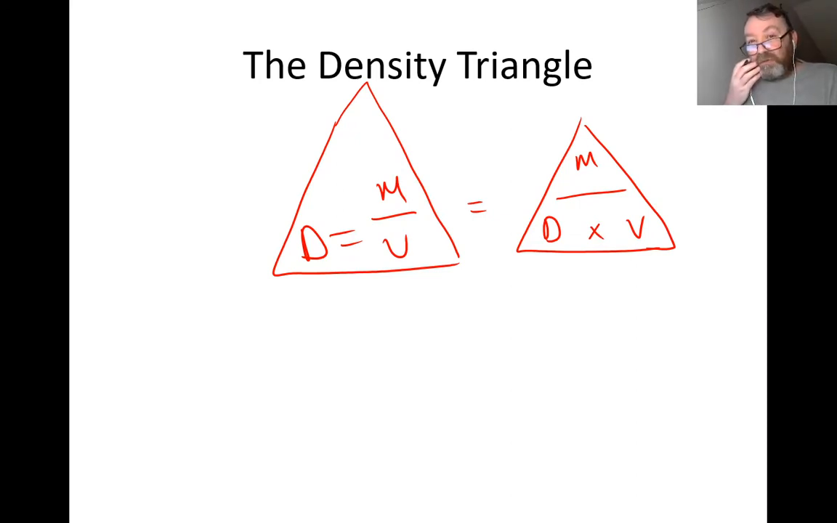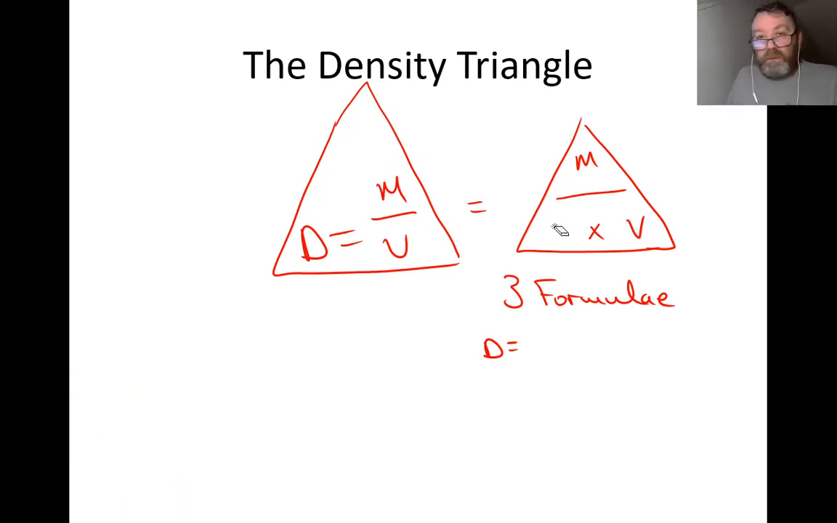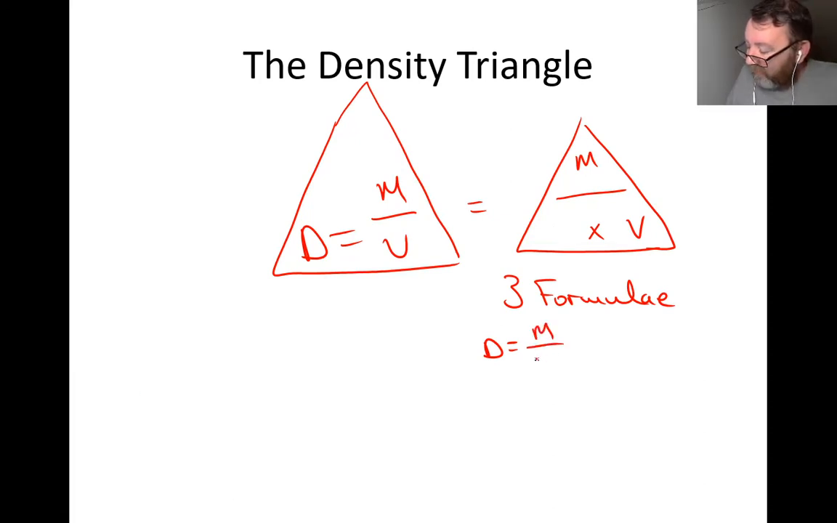Now, what does that little triangle tell me? Well, that triangle contains three formulas, or formulae, if you want to be very scientific about it. First of all, what's the formula for density? Say you forget, but you remember your triangle. The formula for density is what you get when you look at the triangle and take density out of it. What's left? Mass divided by volume. So density is mass divided by volume. That's formula number one.